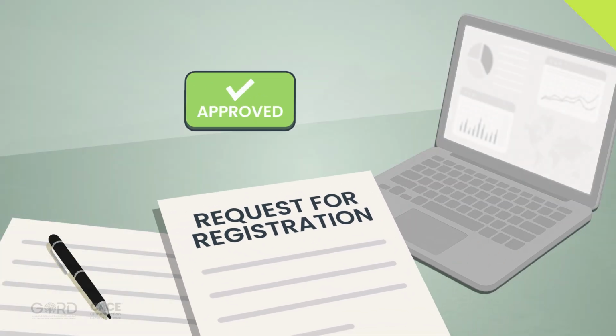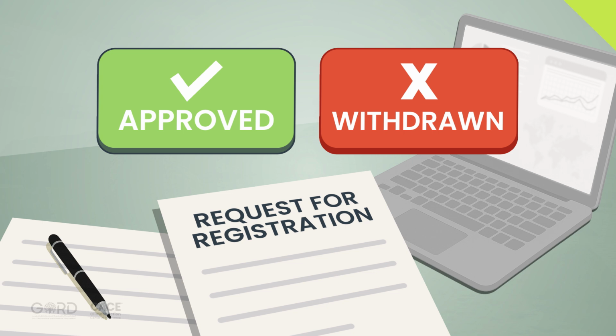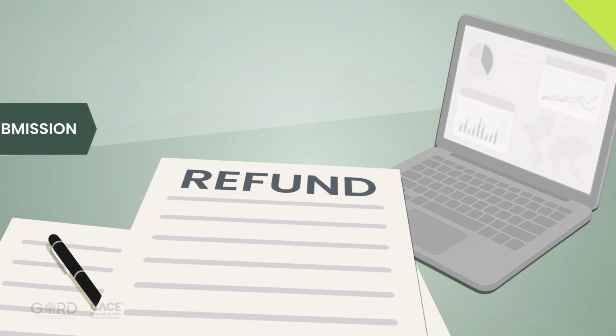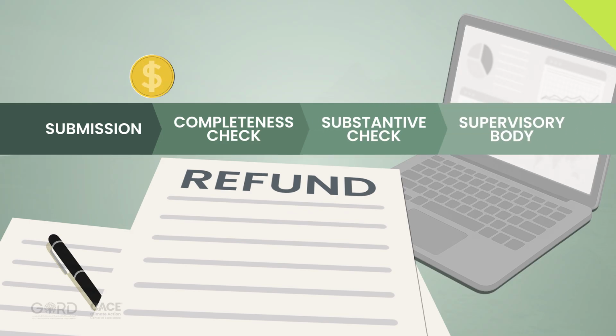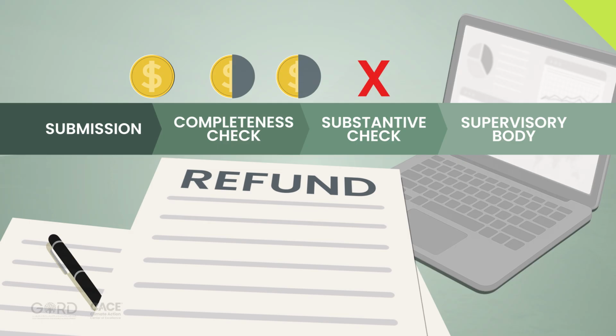What happens if your request is withdrawn or rejected? Refunds are possible, but depend on the stage your request has reached. You'll get a full refund if it's withdrawn before the UNFCCC Secretariat begins its completeness check. Partial refunds are available during the checks, but once the request reaches the final substantive review stage or is rejected by the supervisory body, no refund is granted.